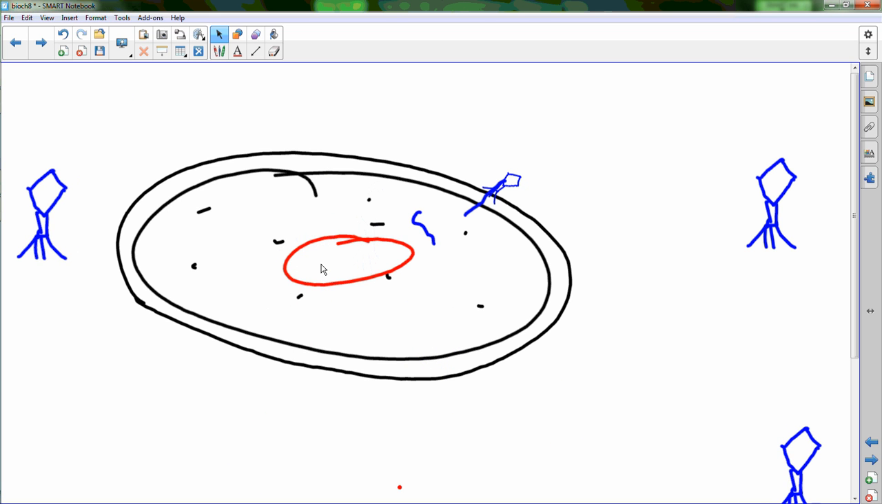Some escape better than others. Okay? So that's the basic life cycle of a virus. Attach, inject your DNA, let the cell make more of the virus for you, and then the cell, we say, lyses and explodes, and those viruses can spread to other cells and infect other cells.